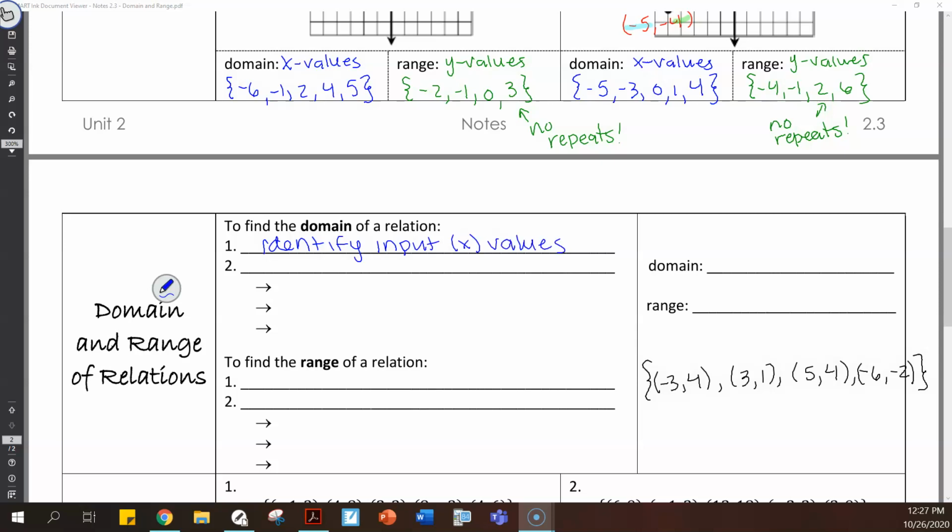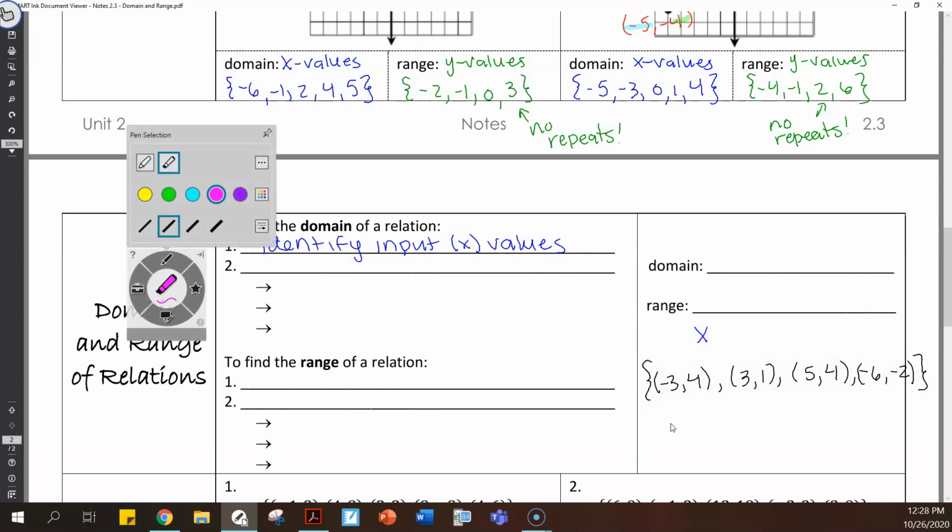Okay, so those input values are going to be in different places depending on the type of relation you're looking at, whether it's a map or a graph or a table or a set of ordered pairs. In this case, I have a set of ordered pairs, which means that my x value, or my input value, comes first in that ordered pair. So if I'm going to identify these, I want the very first number. So I've got -3, 3, 5, and -6.